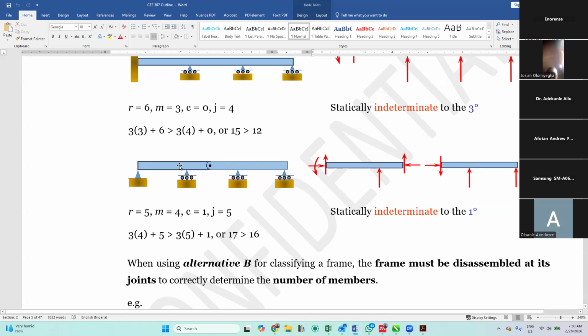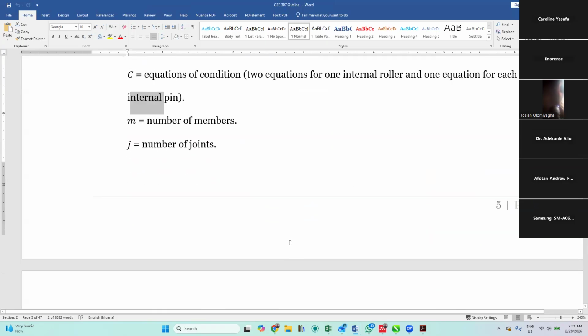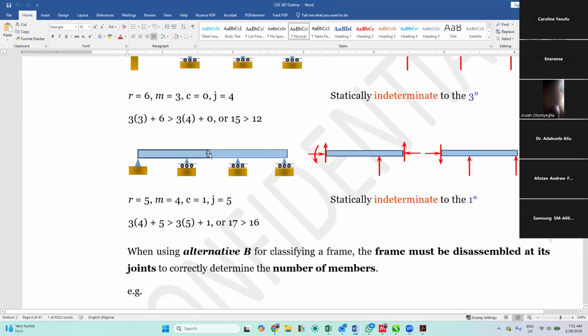So your members now will be: from here to here is 1, from here to here is 2, from here to here is 3, and from here to here is 4. Now, I told you the other time that for our condition equations, we have two equations for one internal roller, and we have one equation for each internal pin. So for this particular one, we have just how many pins? 1. So our C is 1. Adding the roller here, our C will be equal to 2.